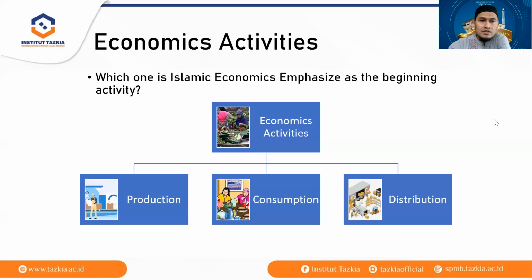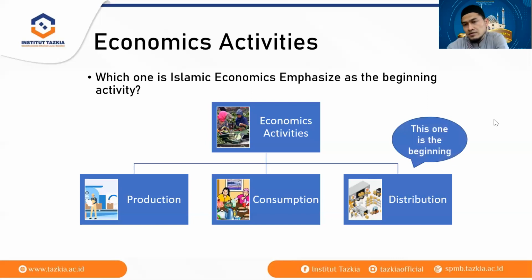But now coming to the question, which one does Islamic economics emphasize as the beginning activity? According to the Islamic economic scholars, the beginning comes from distribution. The reason is they emphasize that self-interest must be controlled by how we distribute our wealth and how we distribute our income. So distribution starts at the beginning, as in zakat, a pillar of Islam.